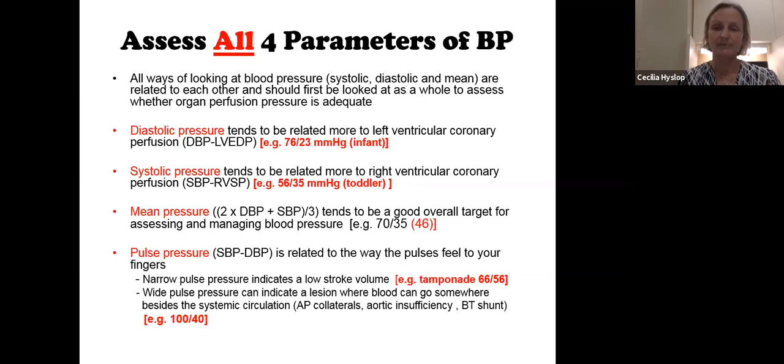And so we don't want our pulse pressure too wide either. When we're thinking about what is normal for blood pressure, a nice tool to use is a PALS card, a pediatric advanced life support card. They can be ordered through Heart and Stroke, or other similar organizations.